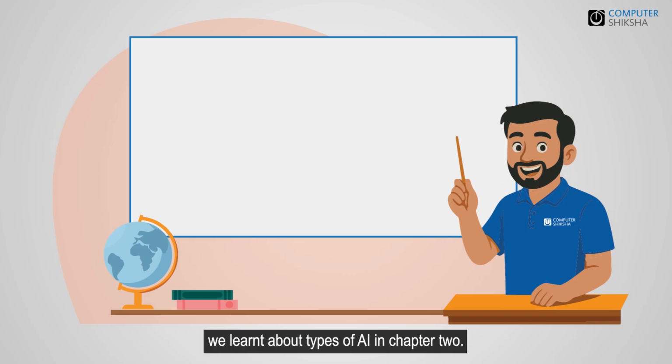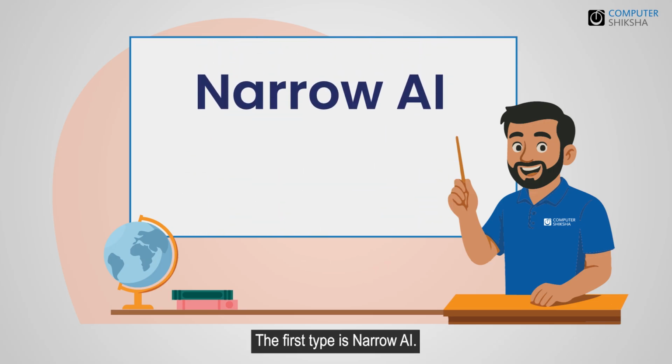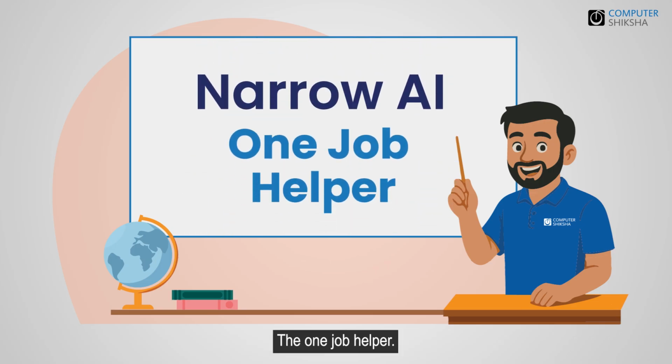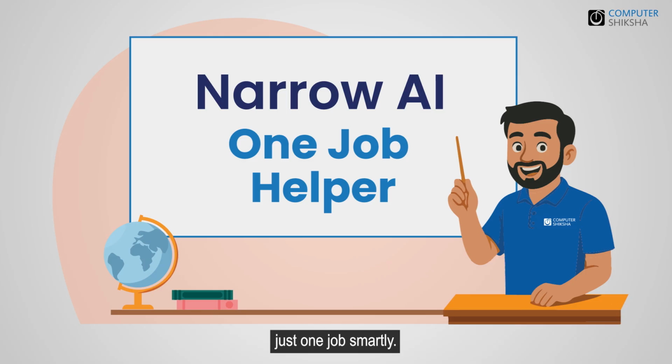Students, we learnt about types of AI in chapter 2. Do you remember? Let's revise together. The first type is narrow AI, the one job helper. Narrow AI means a machine or computer can do just one job smartly.